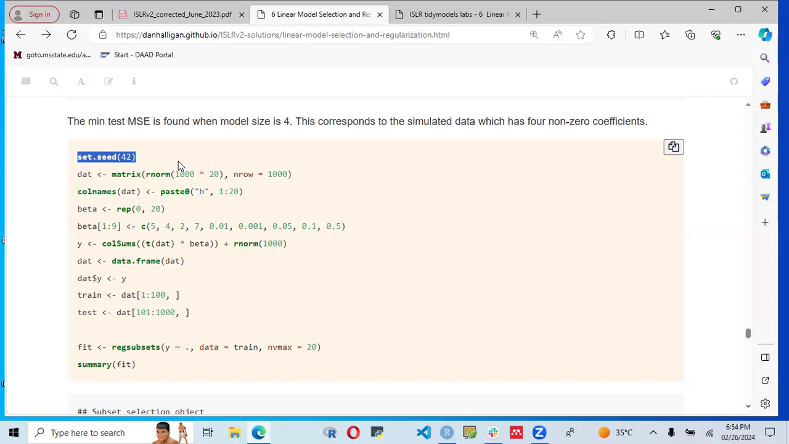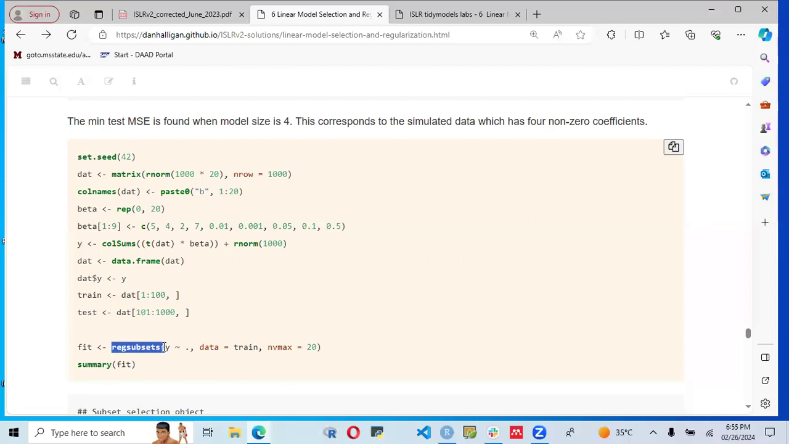So here we create a random seed. We use a matrix, which is rnorm, 100 multiplied by 20. Then we have rnorm, number of rows is 1,000. We extract the column names. Then we create an object beta, where we are repeating 0, 20 times. We extract the first 9 rows and replace them by this value. So we create a new object called y, which is the sum of the transpose of that multiplied by beta plus rnorm 1,000. We create a data frame, and we rename our object y. Then we get the training sets, and we also get the test sets.